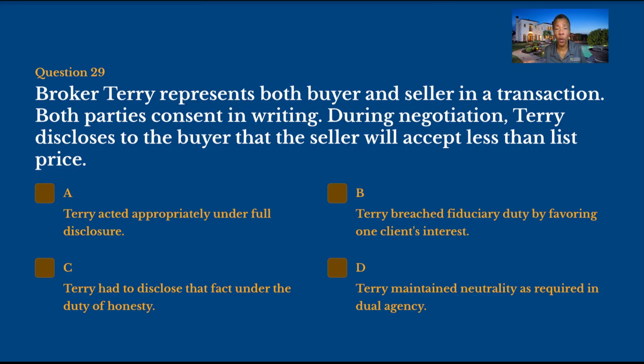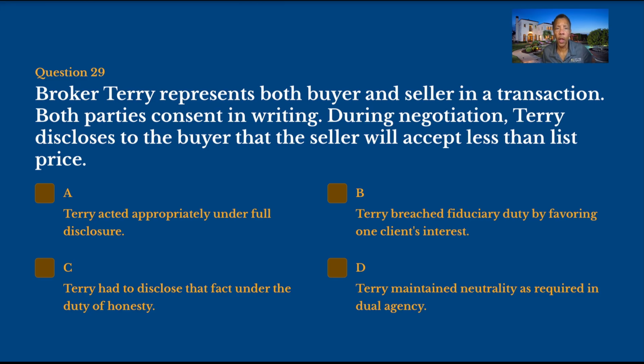29, broker Terry represents both buyer and seller in a transaction. Both parties consent in writing. During negotiation, Terry discloses to the buyer that the seller will accept less than list price. A, Terry acted appropriately under full disclosure. B, Terry breached fiduciary duty by favoring one client's interest. C, Terry had to disclose that fact under the duty of honesty. And D, Terry maintained neutrality as required in dual agency.